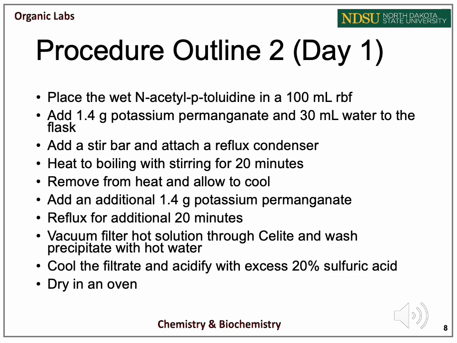We will remove it from the heat and allow it to cool before adding an additional 1.4 grams of potassium permanganate. We will then reflux this for an additional 20 minutes. We will vacuum filter the hot solution through Celite and wash the precipitate with hot water. We are then able to cool the filtrate and acidify with an excess of 20% sulfuric acid. We will then dry in an oven before storing in our drawers for the next week.